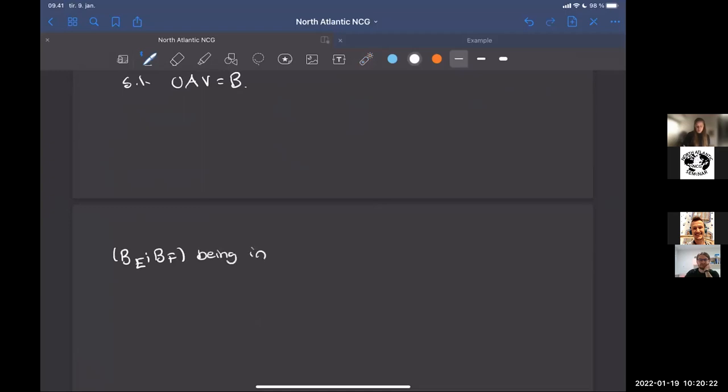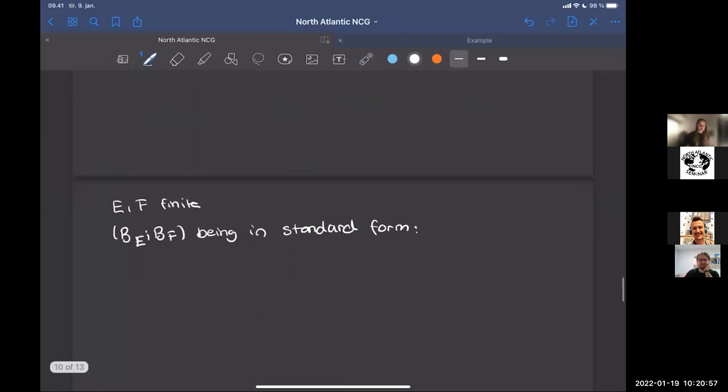Being in what is called the standard form. This is the last thing I need to state this classification result. Here E and F are still finite graphs. The definition of being in standard form is quite technical, so I will only give you the idea of what it means. In the case of these quantum lens spaces, many things in that definition are trivially true, so it's not that difficult in those cases, but in general, the definition is quite technical.